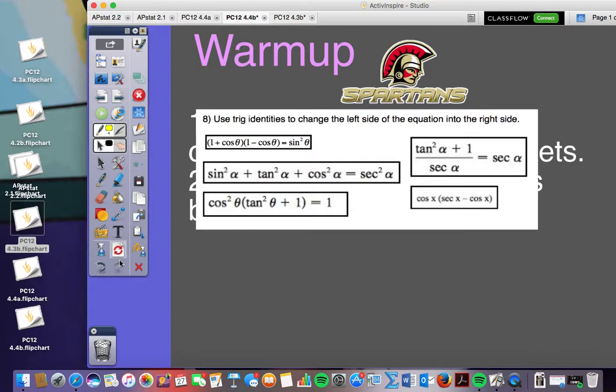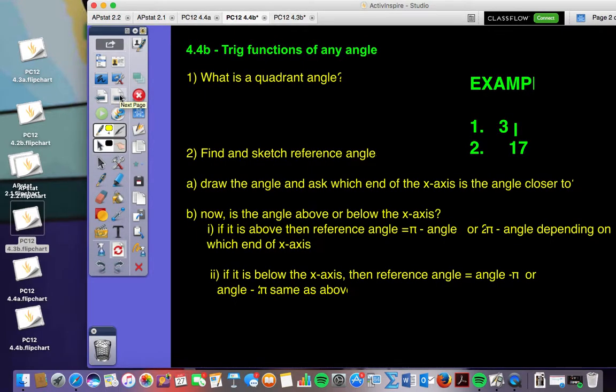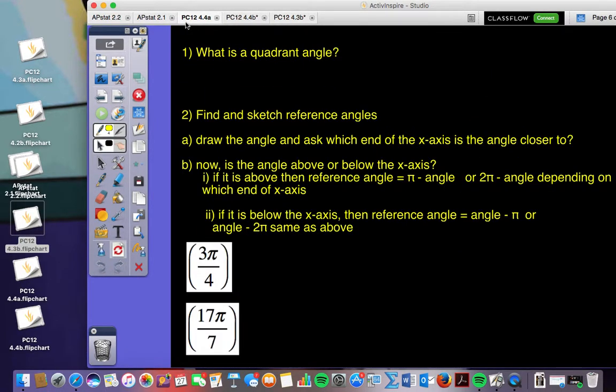Let me get that, okay? All right, so let's go through 4.4B part. This part is not tricky. We kind of already have hit on it a little bit, and we're going to go through that there. How many of you know what a reference angle is? You know what a reference angle is at all? This is good ticket stuff.